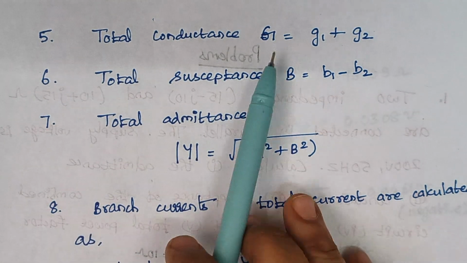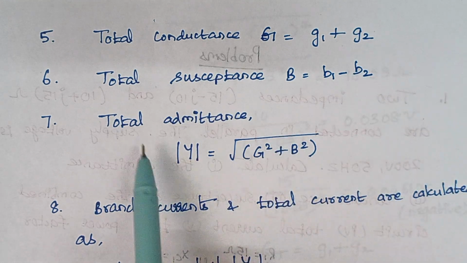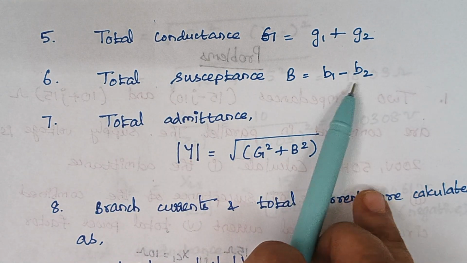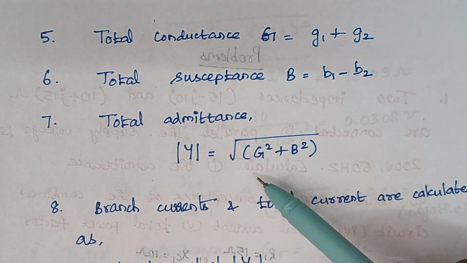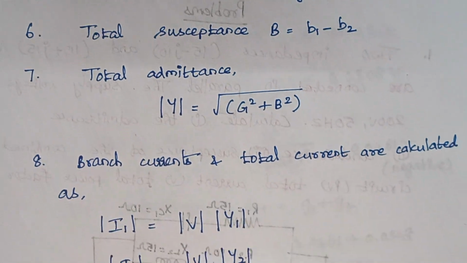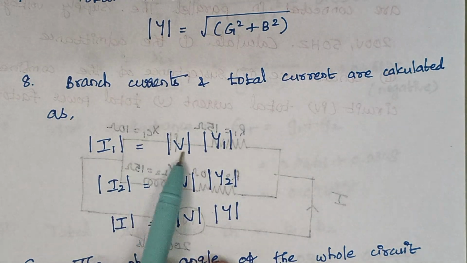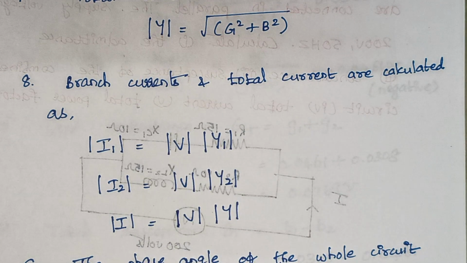Total conductance G is nothing but G1 plus G2. And total susceptance B is given by B1 minus B2, right? And total admittance is given by square root of G square plus B square. And here again the branch currents are calculated as, you see, I1 is nothing but V into Y1, I2 is V into Y2 and I is nothing but V into Y.